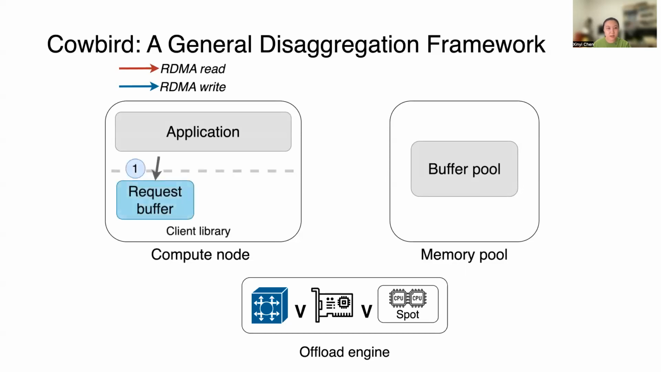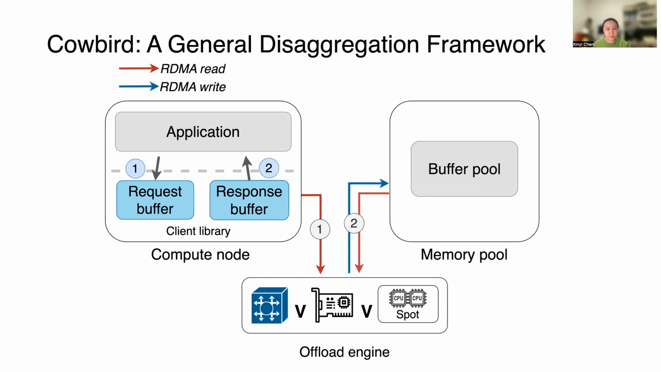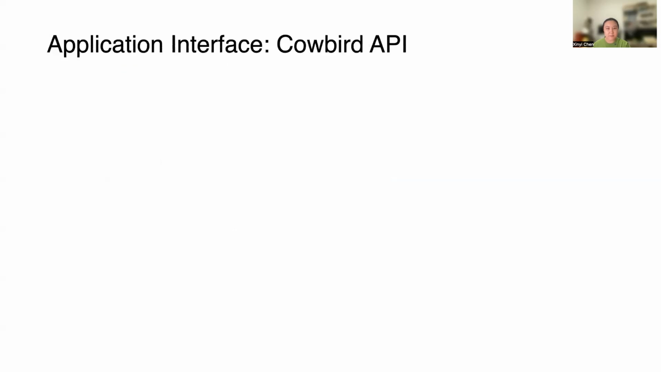From the application's view, every time it wants to access remote memory, it only needs to do a local memory access to insert its request into a request buffer. After the request is finished, it can do another local memory access to read the response from the response buffer. From the offload engine's view, it will issue an RDMA read to read the application's request from the compute node buffer, then process it to get the information about the remote access request. Then it will issue RDMA read or write to access the buffer pool in remote memory. Finally, it will write back the response to the application's response buffer.